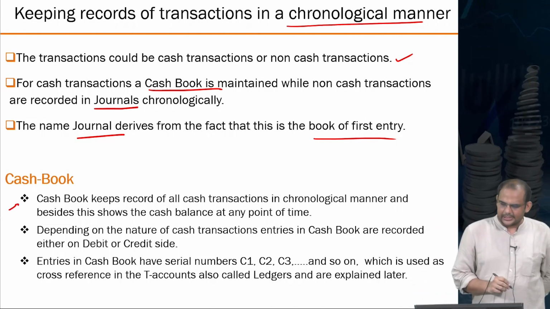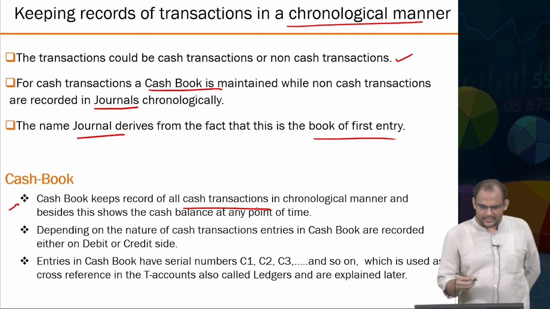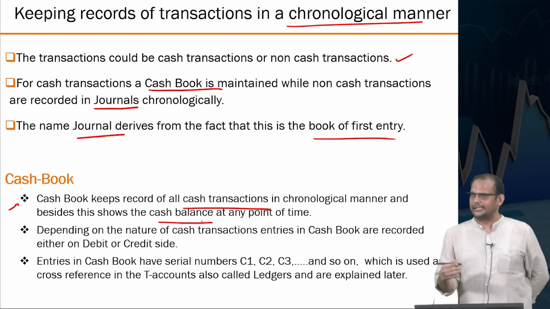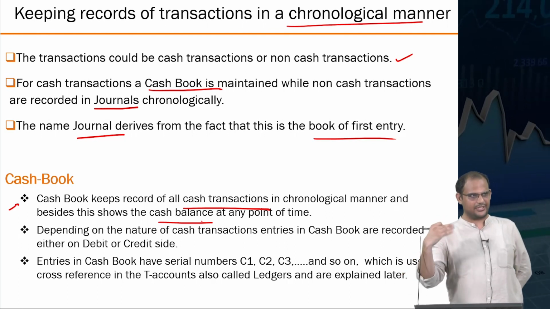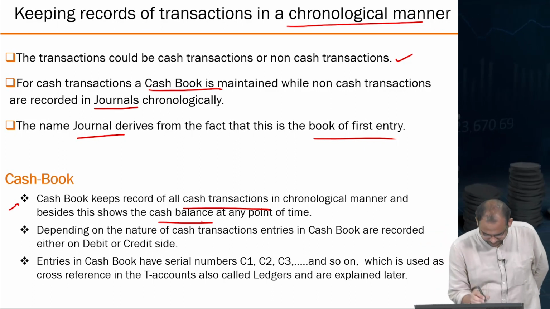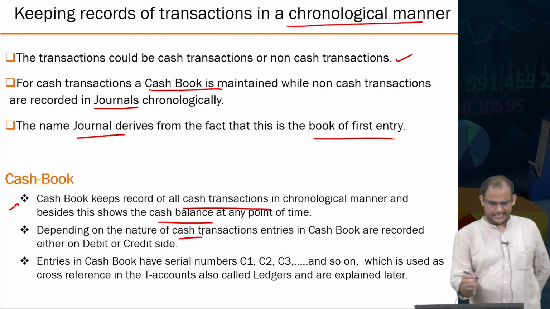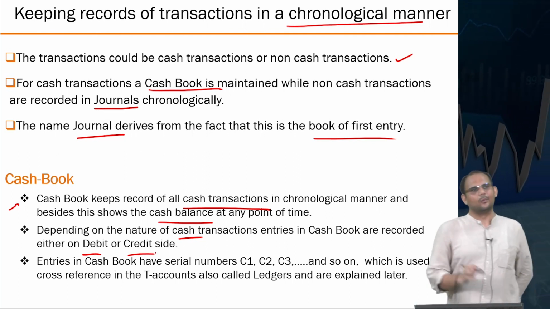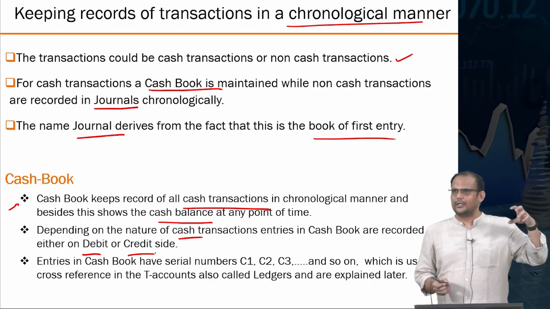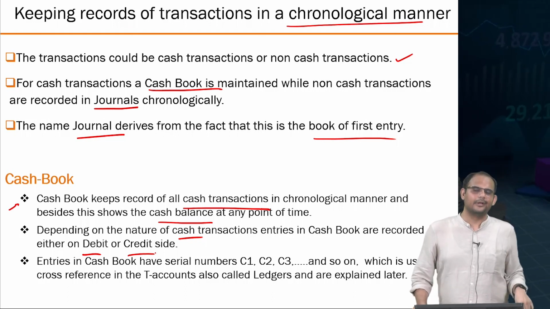In a cash book, you need to record all the cash transactions in a chronological manner, and at the same time you need to show whatever the remaining cash balance is at any point of time. So once you record a sufficient number, you close that account and say, okay, this is the remaining cash balance. Depending on the nature of the cash transaction, it can be on the debit side or the credit side. What exactly is debit, credit? We will look into it. But essentially, if cash is coming in, it could be debit. Cash going out could be credit, right?